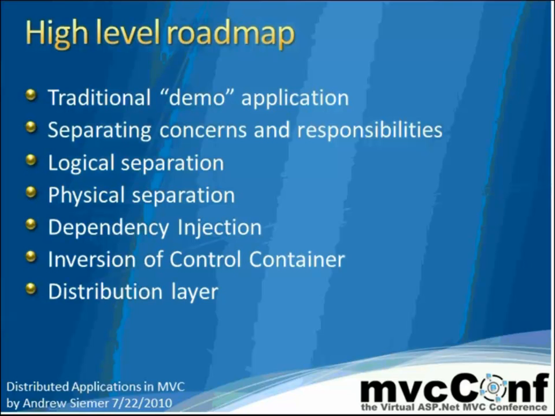As we go through, the next step will be to get into separating the concerns and responsibilities and how we go about doing that. Following that, we'll get into logical separation of your code. Then we'll get into physical separation, then dependency injection. Then we'll look at inversion of control, and in this case, we're going to use StructureMap. And then once we've gotten that far, we'll be able to create a distribution tier, slip that in, and see how that works.